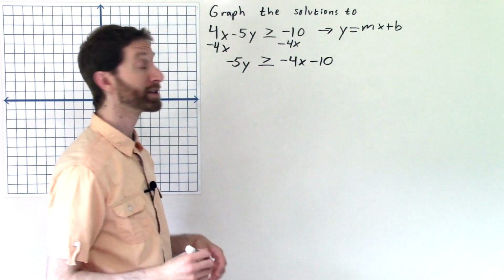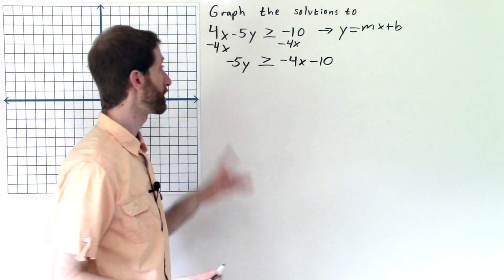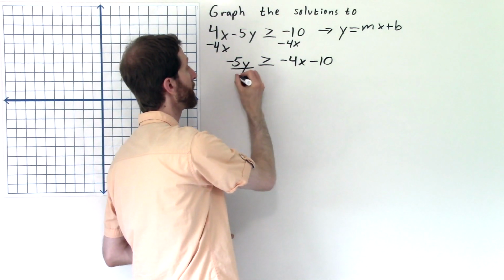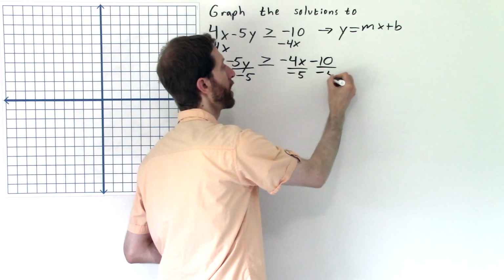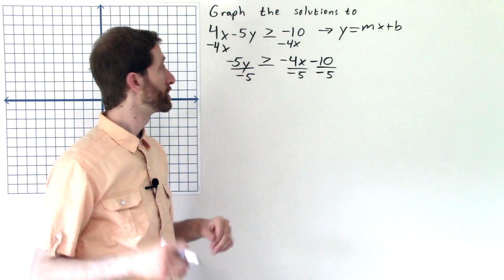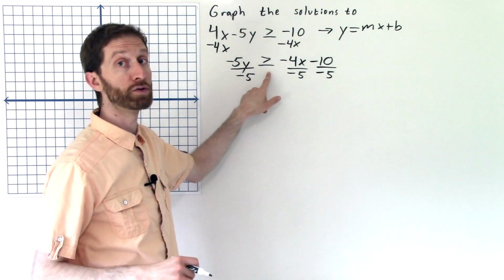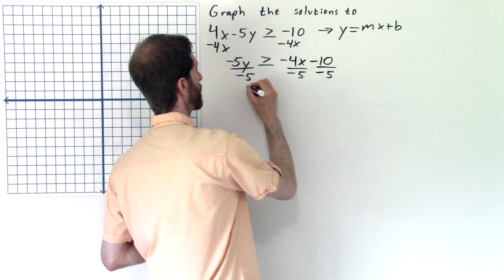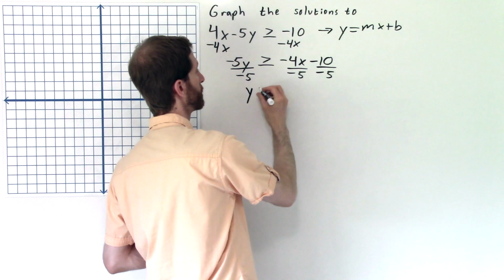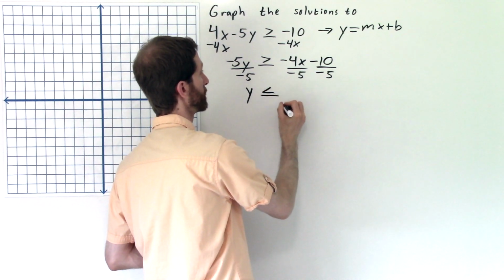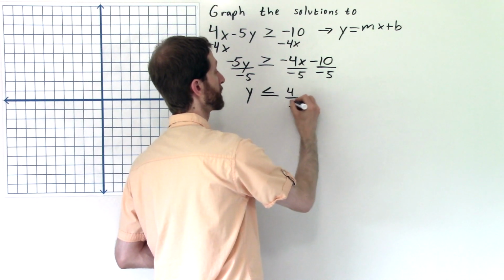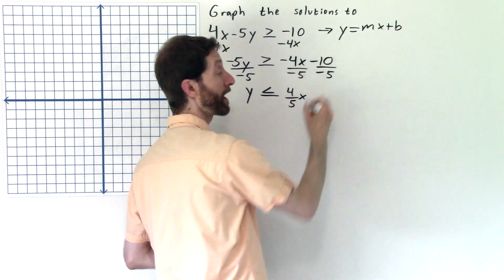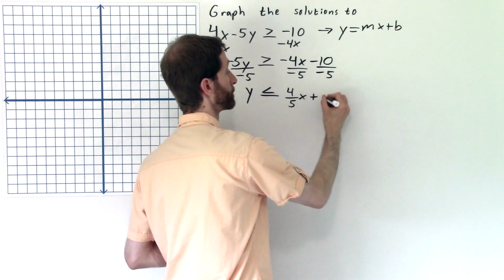Now from here, we need to divide everything by negative 5. Keep in mind, we're dividing by a negative. Ooh, there should be alarms going off in your head, like, whoa, divided by a negative. That means we need to flip the inequality sign. So negative 5 divided by negative 5 leaves us with y is less than or equal to. Negative 4 divided by negative 5 is 4/5 x. Negative 10 divided by negative 5 is plus 2.